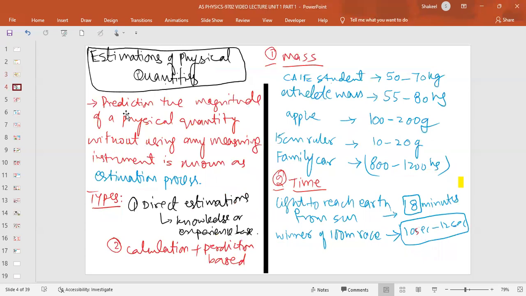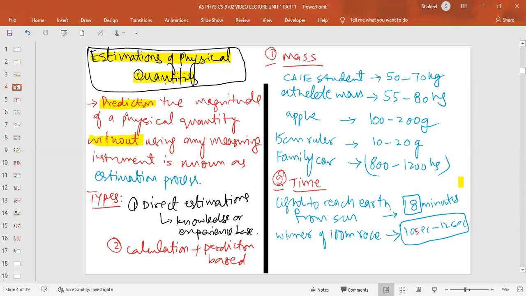Now let's move on to the most important thing for today, that is estimation of the physical quantities. So what is meant by estimation? Estimation is actually the prediction. It is actually the prediction of the magnitude of a physical quantity without using any measuring instrument. So that is like the estimation, like you don't have any measuring instrument with you and you are going to tell about the magnitude of a physical quantity, and that will be based on your previous experience.